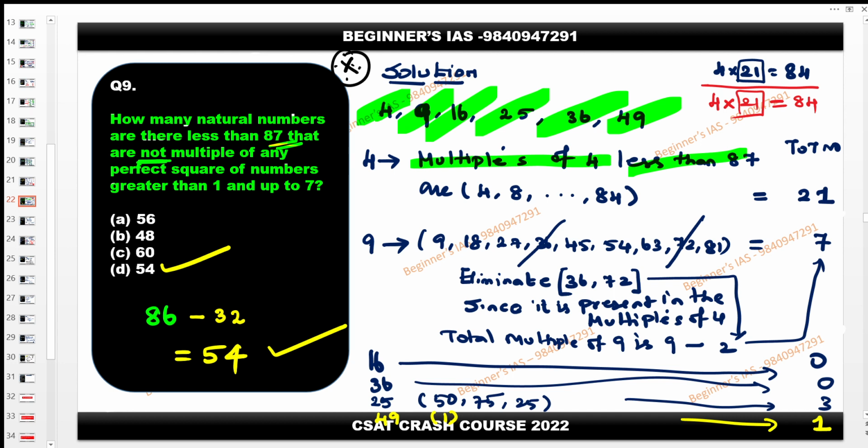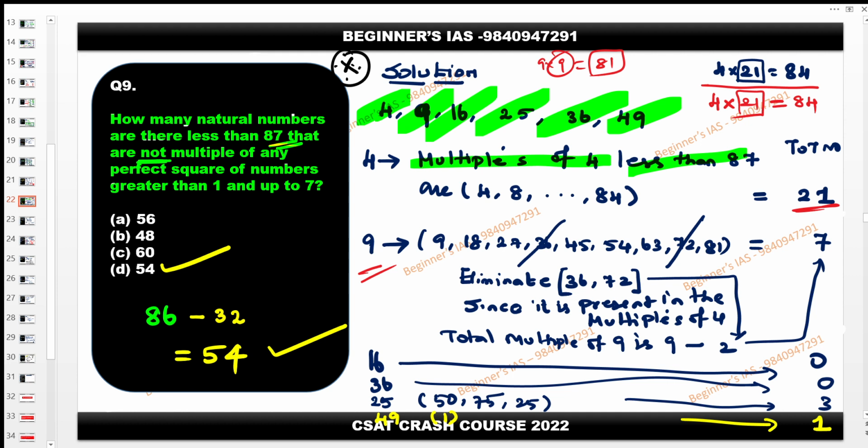The perfect square number is nothing but 4. In the 4 table, how many numbers are there which are less than 87? That is the question here. So here 21 numbers are there. Similarly, listen carefully, 9 is very important. 9 into 9 is 81. So 9 numbers are there totally.